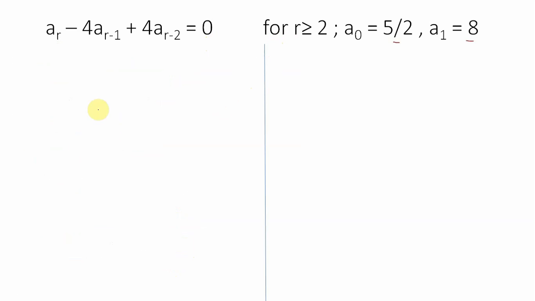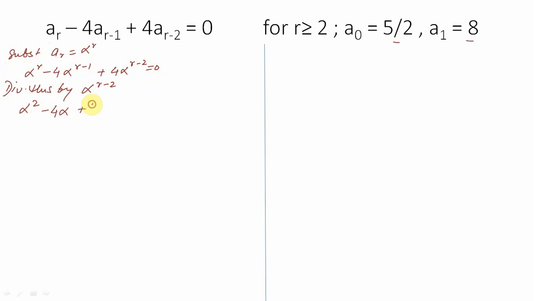Let's first of all find the characteristic equation of this recurrence relation. Once again, substitute a_r equal to alpha to the power r. So I get alpha to the power r minus 4 alpha to the power (r minus 1) plus 4 alpha to the power (r minus 2) is equal to 0. Divide this by alpha to the power (r minus 2). So you get alpha squared minus 4 alpha plus 4 is equal to 0. This is the characteristic equation of the recurrence relation.